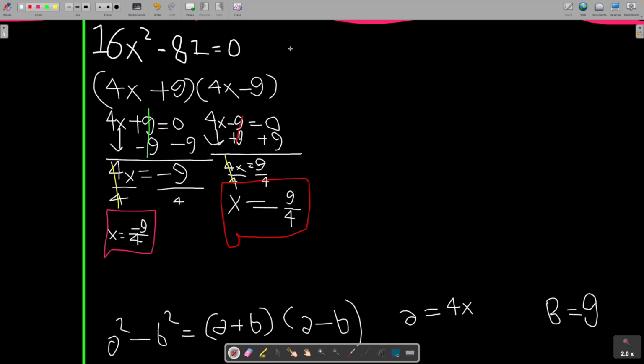So we can say that x equals plus or minus 9 over 4. So it's positive and negative. So this is the final answer right here. That's the final answer to this equation, I guess.